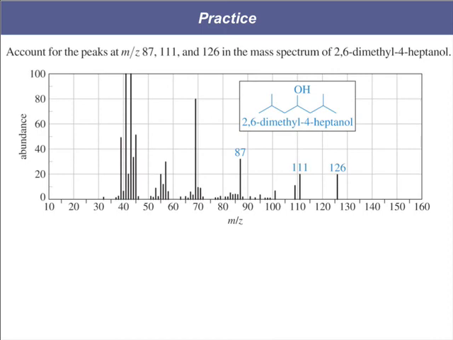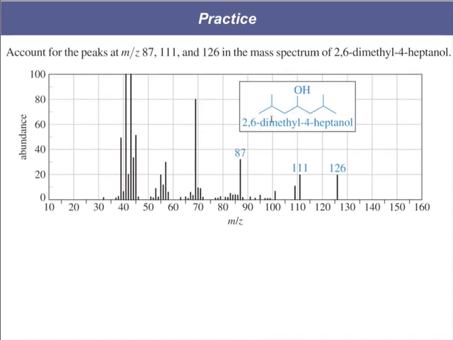So one last practice exercise: I want you to account for the peaks at 87, 111, and 126 in the mass spectrum of 2,6-dimethyl-4-heptanol. That's this structure here. Look at this structure, see if you can figure out the peak at 126, the peak at 111, and the peak at 87. Explain what fragmentations must be happening to allow for these peaks.